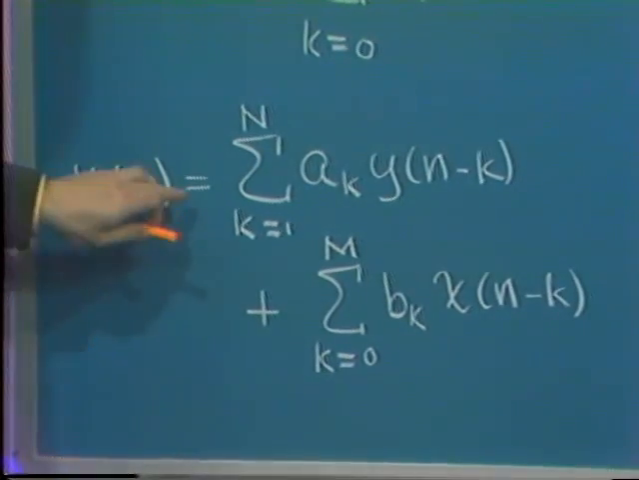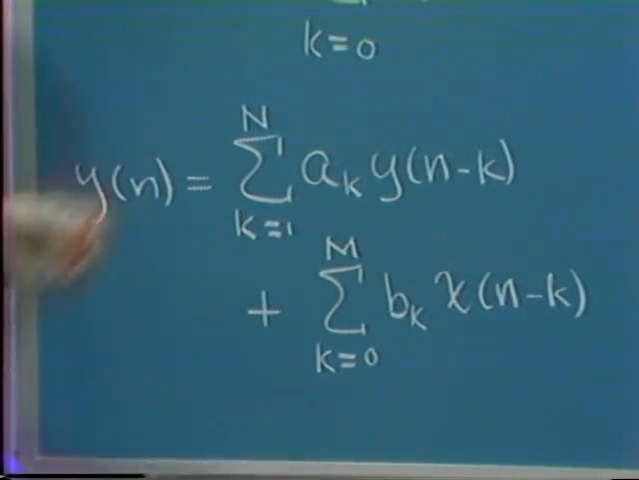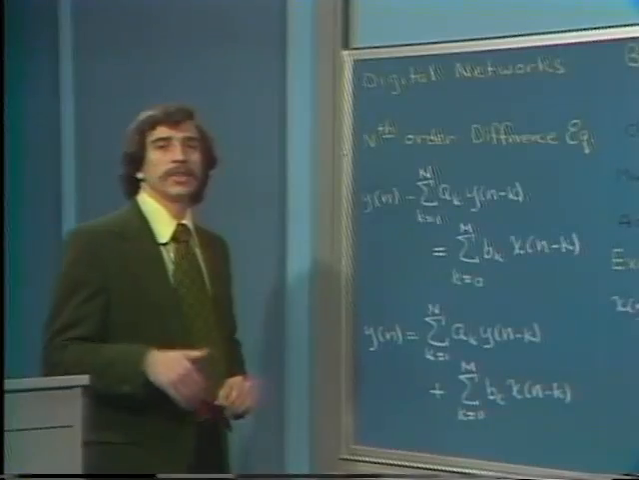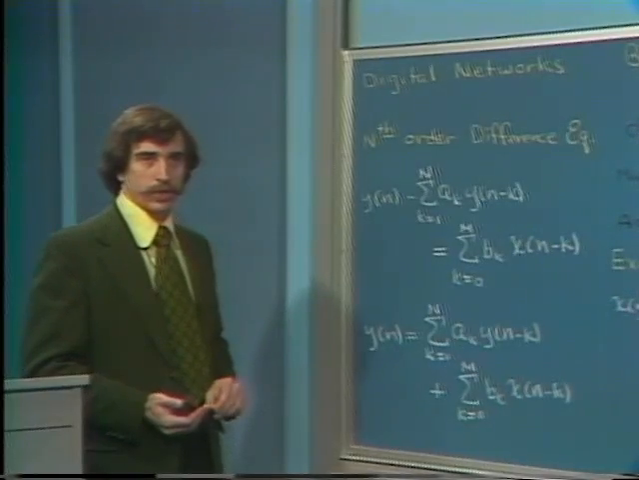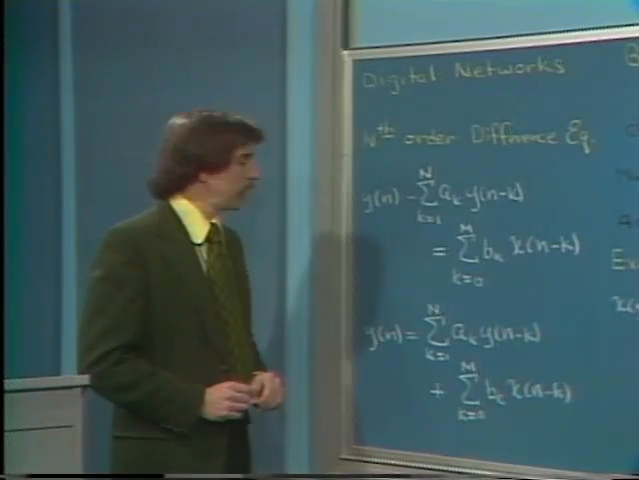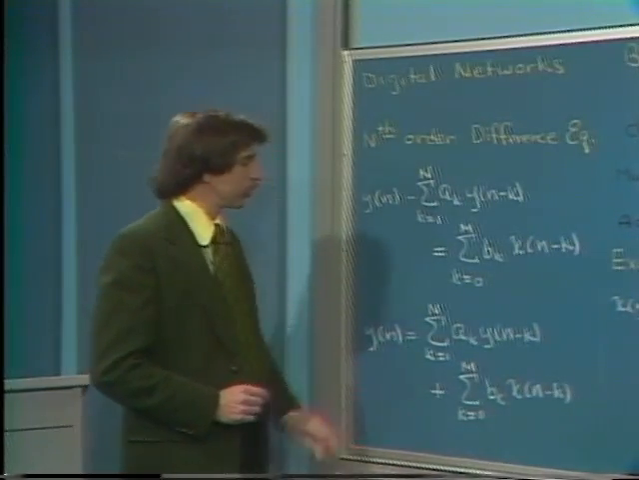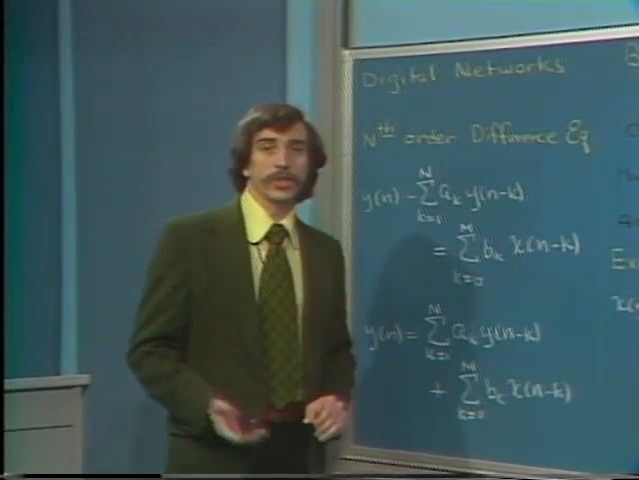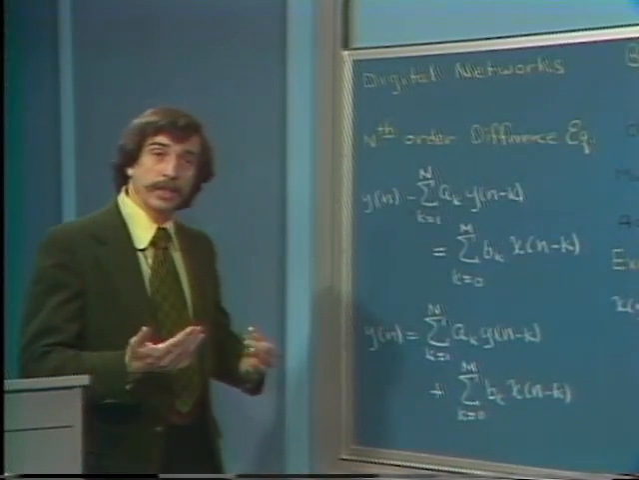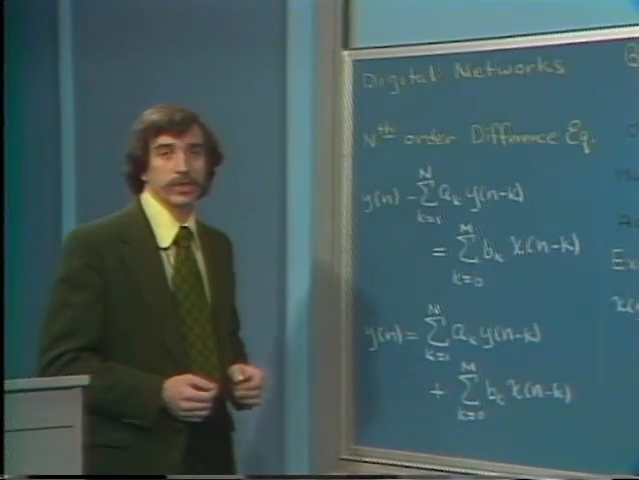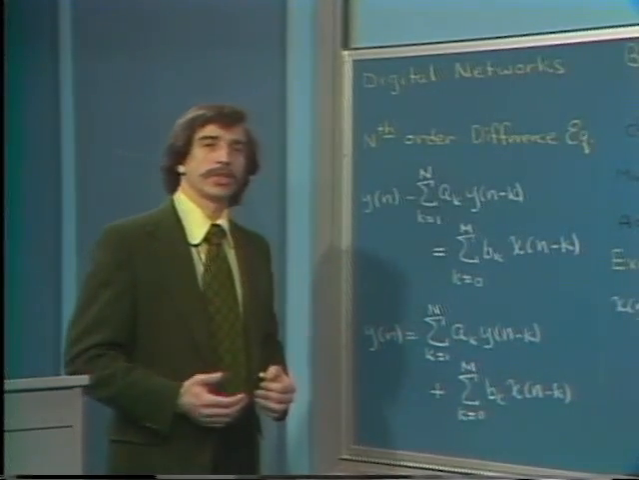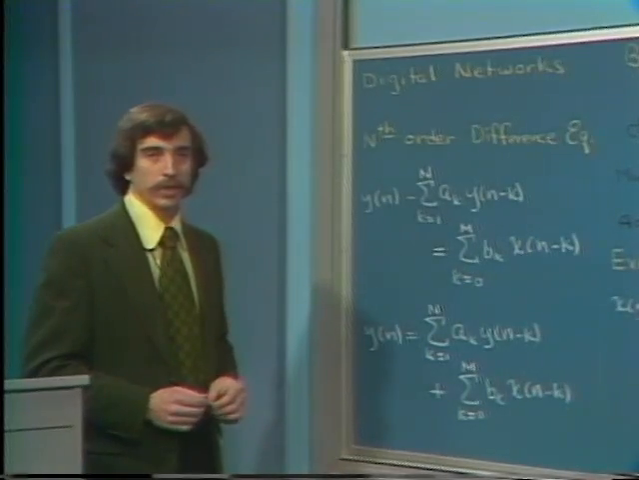Now, we also discussed at that point in one of the early lectures the fact that a linear constant coefficient difference equation is not a unique description for a system. In other words, we saw that a system that satisfies this equation could correspond to a causal system, or in fact, it could correspond to a non-causal system, depending on the initial conditions or the boundary conditions that we impose on the equation.